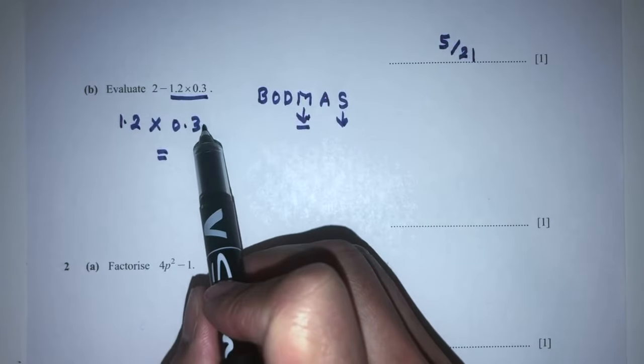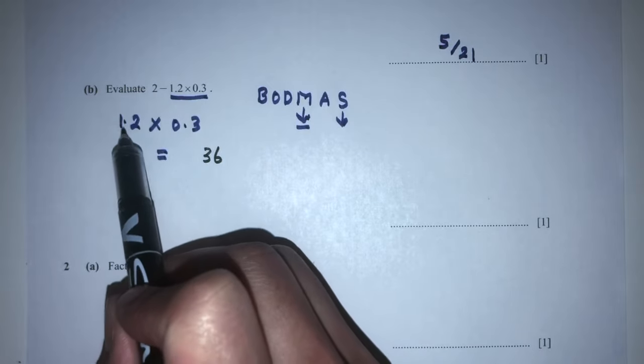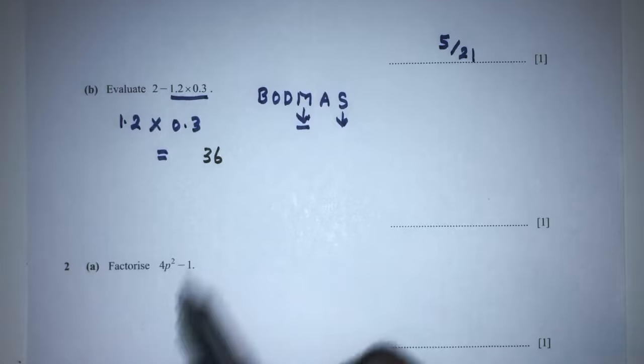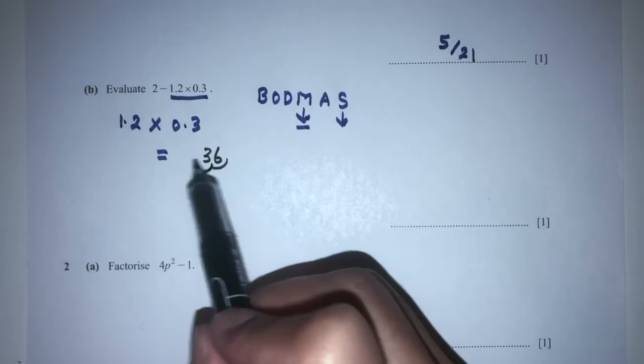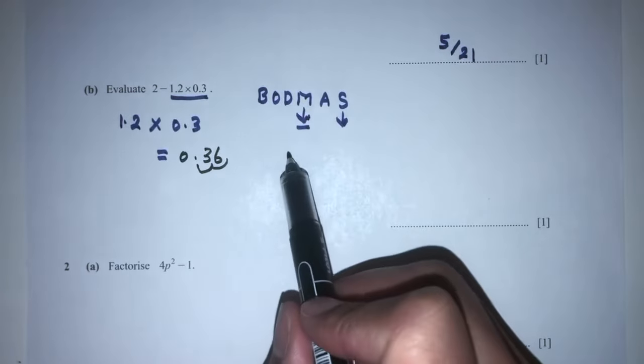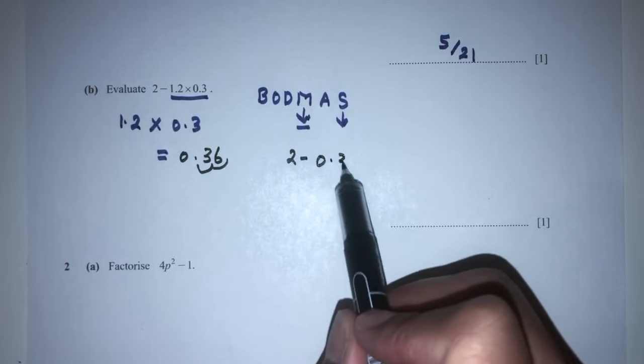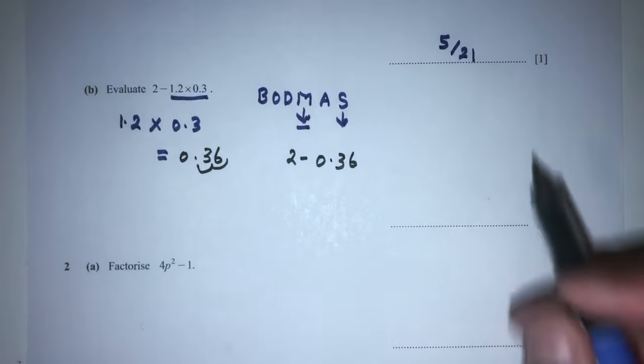And here we have one decimal place, here we have one decimal place. Together we have two decimal places. So we move 1, 2. So right now we have 2 minus 0.36. That's very simple. Let's do this one by one.